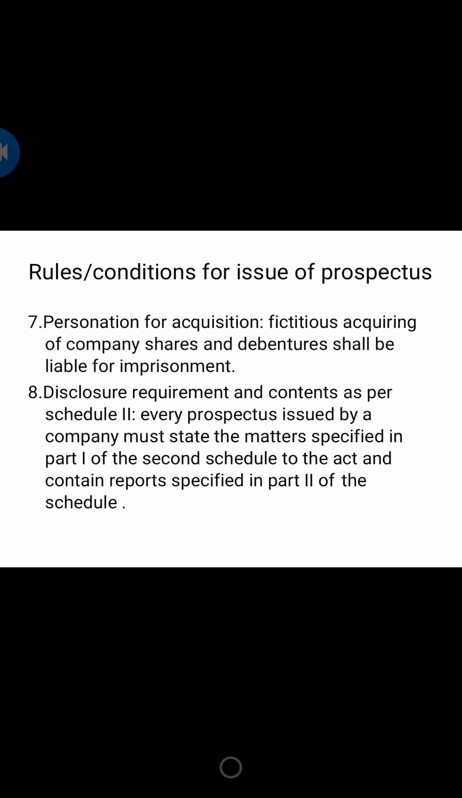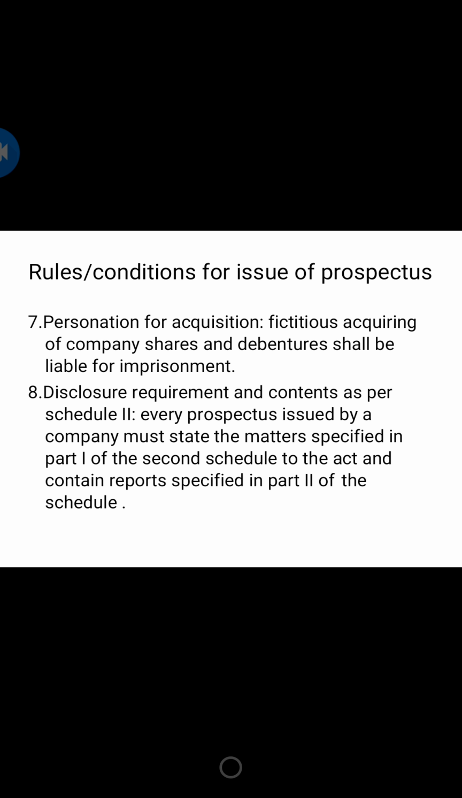The last is disclosure requirement and contents as per the second schedule. So what does this second schedule say? Every prospectus issued by a company must state the matters specified in part 1 of the second schedule to the Act and contain the report specified in part 2 of the schedule, and the said parts 1 and 2 shall have effect subject to the provisions contained in part 3 of the schedule.